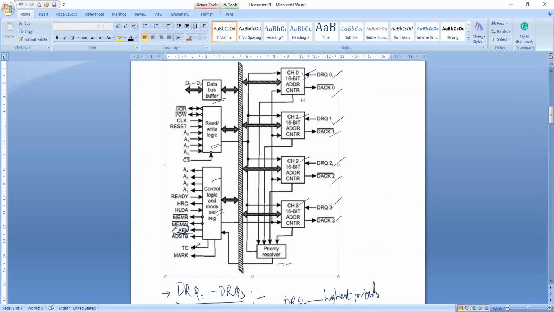Next one, TC is there. The TC is terminal count, which indicates the present DMA cycle to the peripheral devices. Each and every channel has a 14-bit counter, and the terminal count is what 8257 is presently fixed on. That status will be indicated with the TC pin.